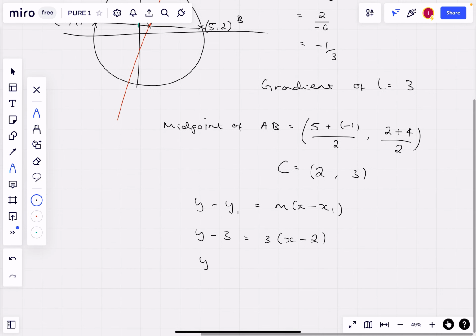Okay, so y minus 3 equals 3x minus 6. So the equation is y equals 3x minus 3. And there you go. That's how you work with perpendicular bisectors in circles.